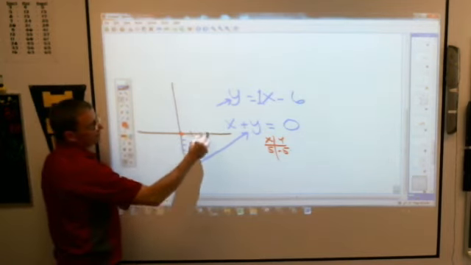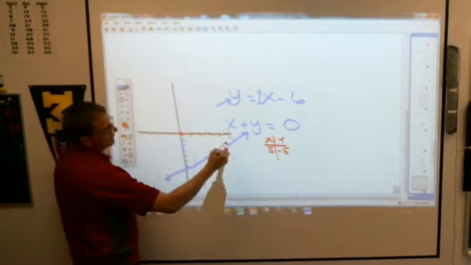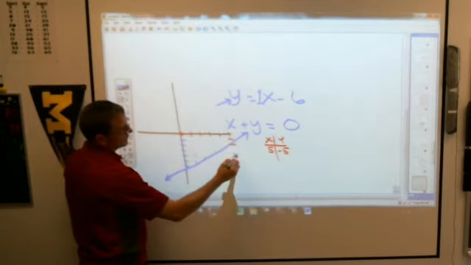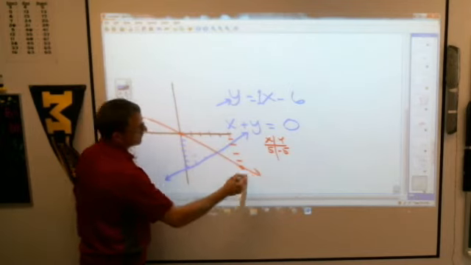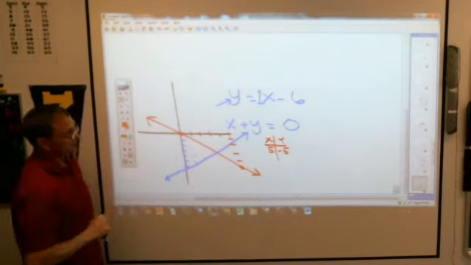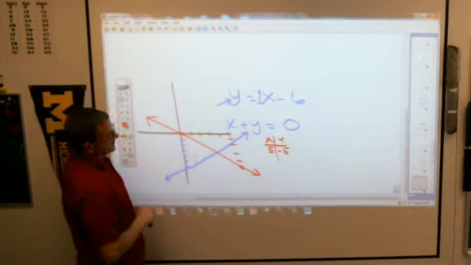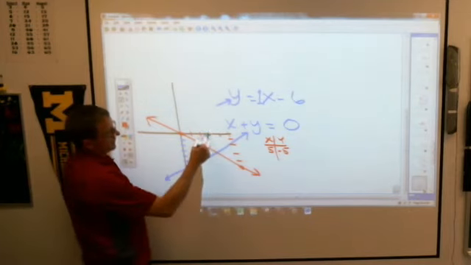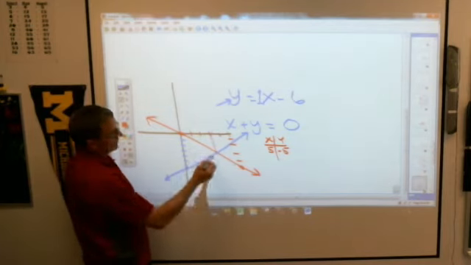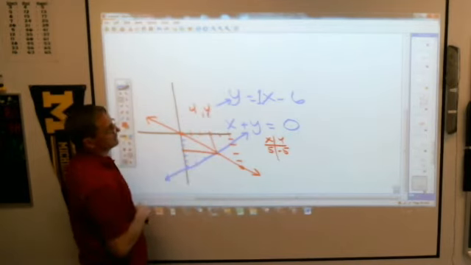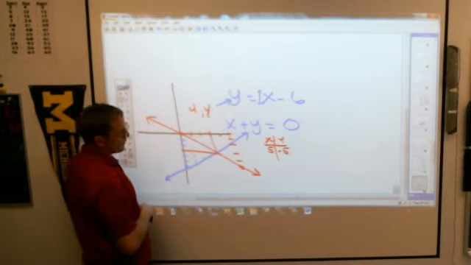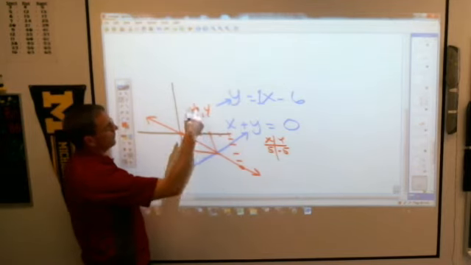1, 2, 3, 4, 5. Negative 1, 2, 3, 4, 5. I think I might have missed that there. So x plus y is 0. Actually, it shouldn't be that hard because if x is 4, it looks like y is also 4. Oh, actually, it's 4, negative 4.